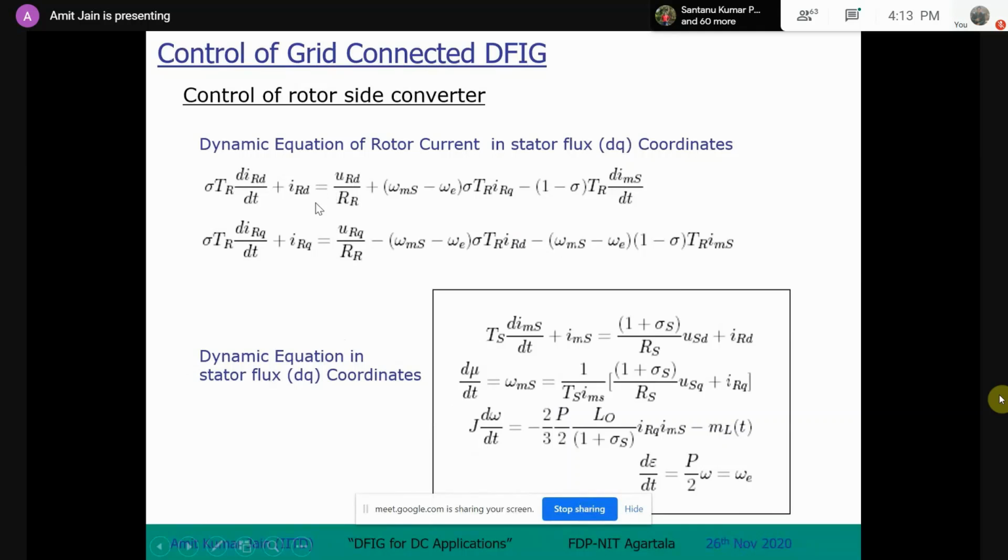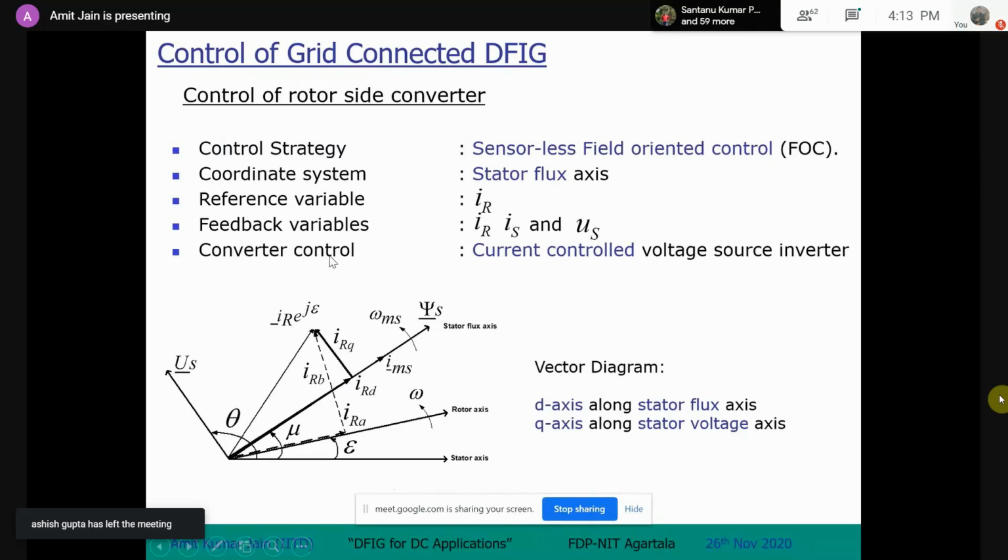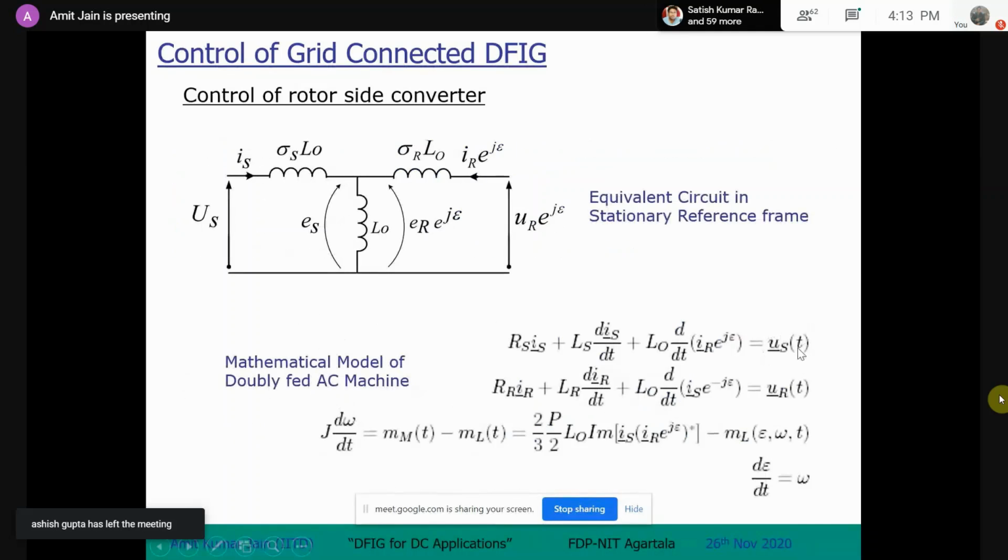So now, here Vs is the stator voltage. This is a constant, right? Vs and omega s are constant, so this is more like a constant equation. But Vr is the variable term here, Vr and Ir. So these equations we have to understand.